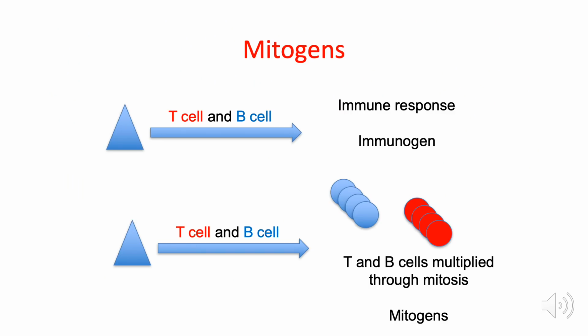Another group of antigen is called the mitogen. This word is derived from antigens that can cause the T cells and B cells to undergo mitosis. An immunogen, the first triangle, if introduced to the immune system, will end up generating immune responses. A mitogen, if presented to T cells and B cells, will result in the proliferation of T cells and B cells in the process called mitosis. Thus, they are called mitogens. So if you want to increase the number of T cells and B cells in the laboratory, you can use these mitogens.